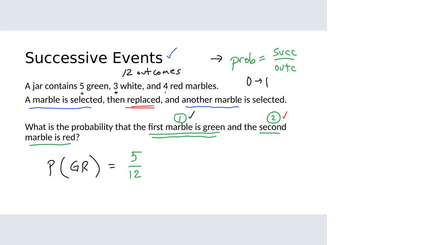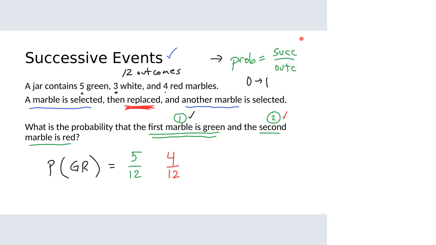Excellent. Great. And really important you got that one, Stephanie. That's fantastic. Very good. 4 out of 12 right down the line. So 4 out of 12 is the probability that the second one is going to be red. It's important to note that because we replaced the original marble, we still had 12 outcomes when we went to do the second one.